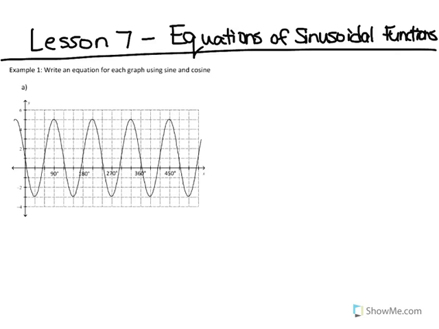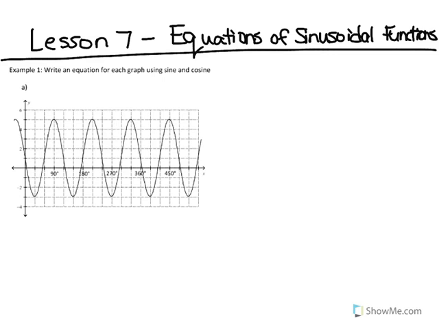Alright, so for example 1, it's really quite easy to write an equation for a sinusoidal function. You just have to do what we've continuously done this unit and find the amplitude, the period, and the midline, and then we just put it into the equation. So we're going to write it in both sine and cosine.